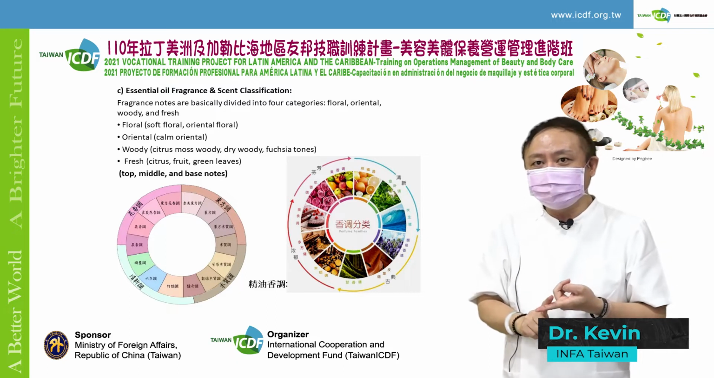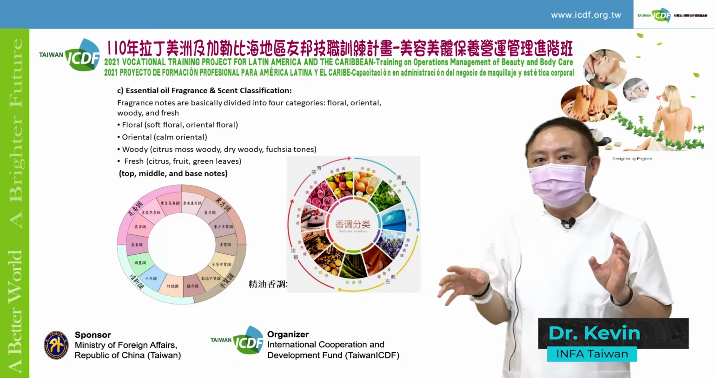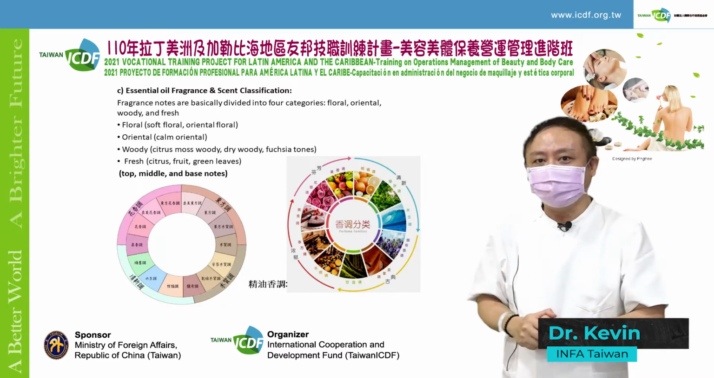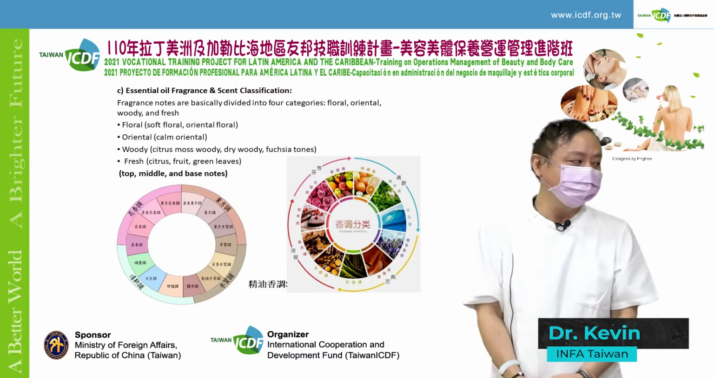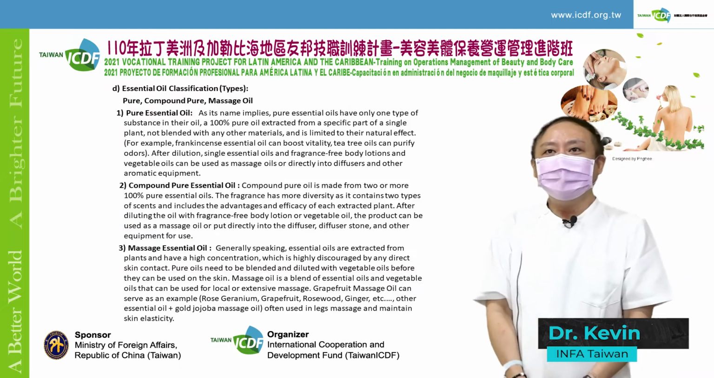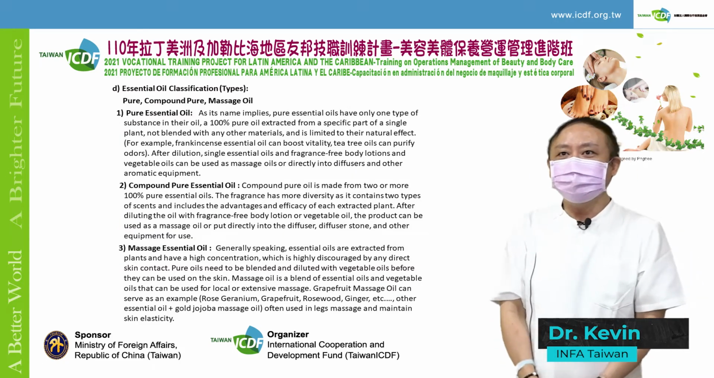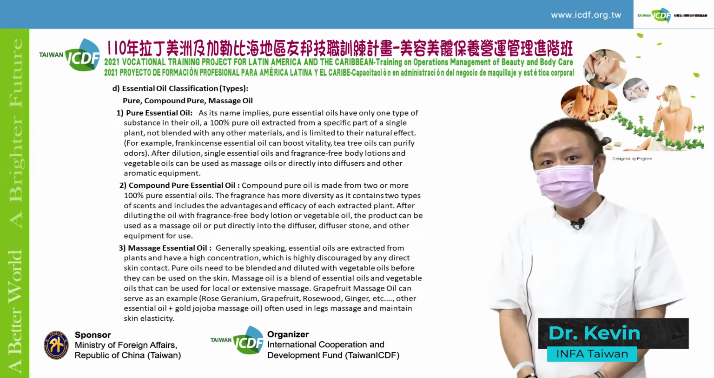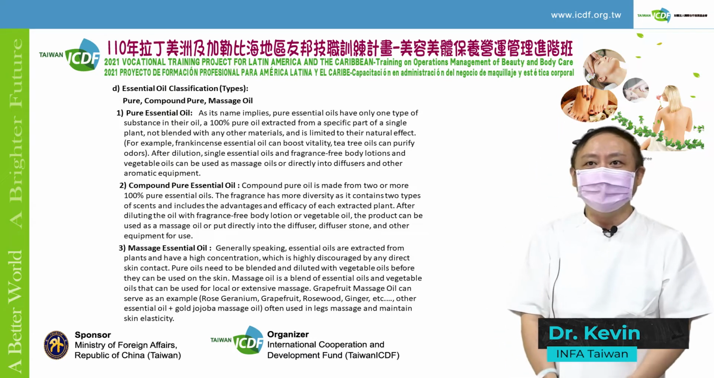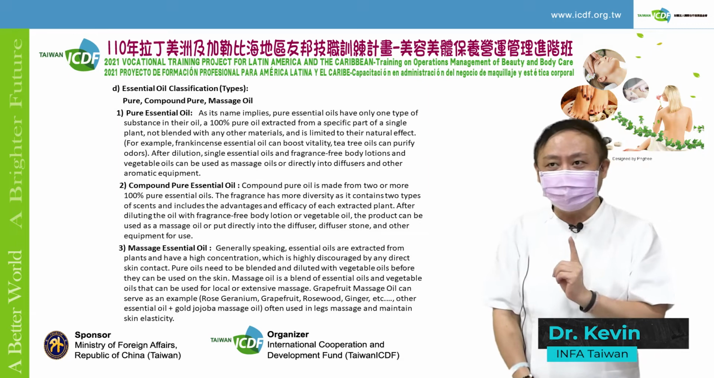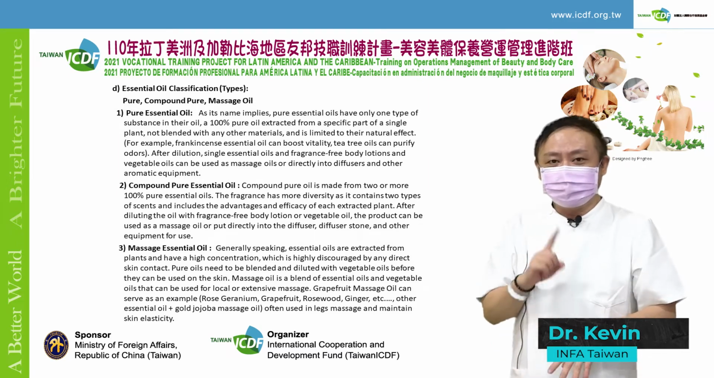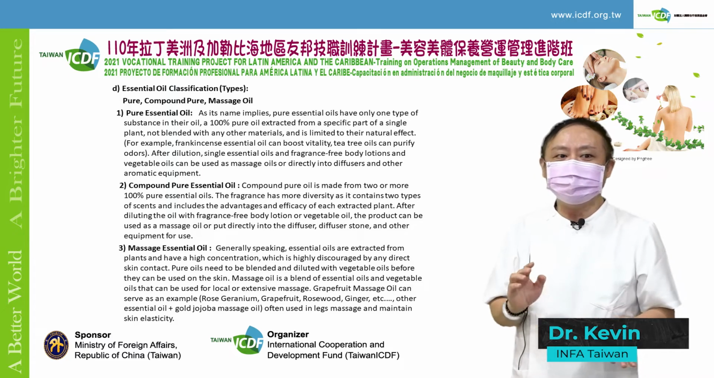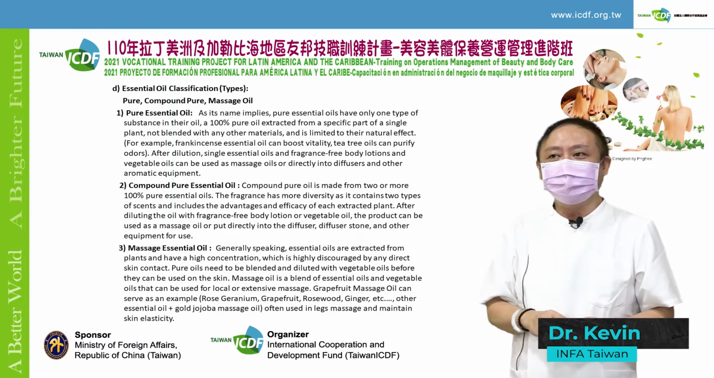So next, based on pure, compound, and massage essential oil, there are 3 kinds. A pure essential oil, as its name implies, has only one type of substance in its oil, 100% pure oil extracted from a specific part of a single plant. It is not blended with any other materials. So we can actually try to adjust its function by adding other essential oils into it.